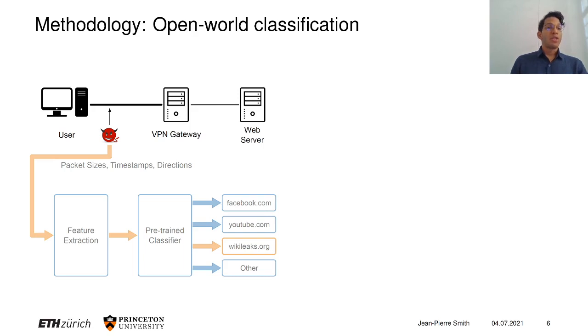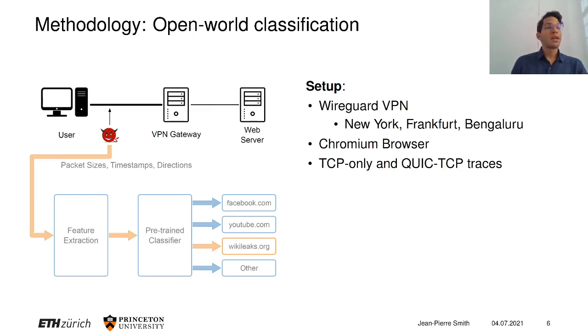That is, we created a setup for collecting a large data set of website fingerprinting samples on which the adversary can train his classifier. In our setup, the adversary is located on the encrypted communication between the user and a VPN gateway. Our VPN gateway was located in New York, Frankfurt, and Bengaluru, India. And this provided for a variety of network conditions.